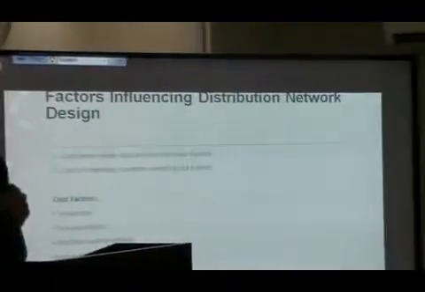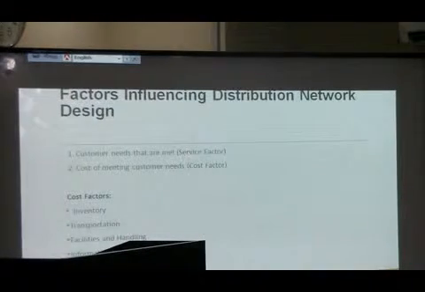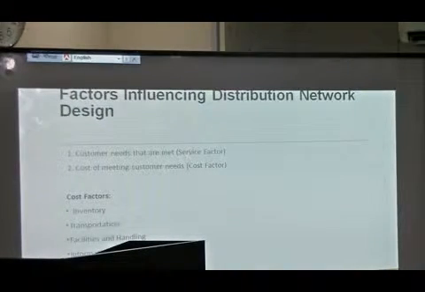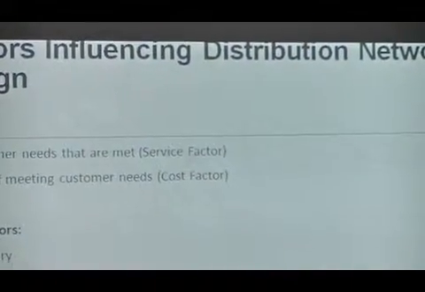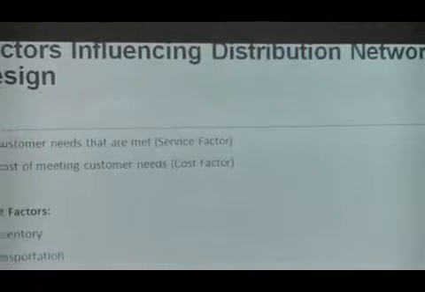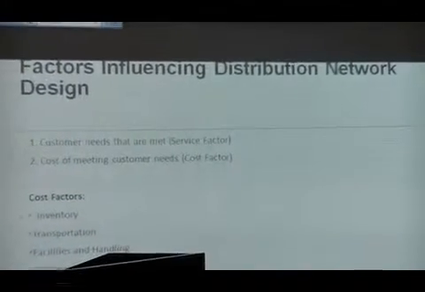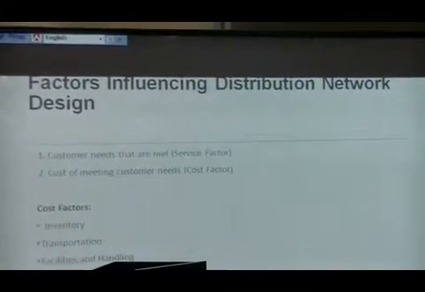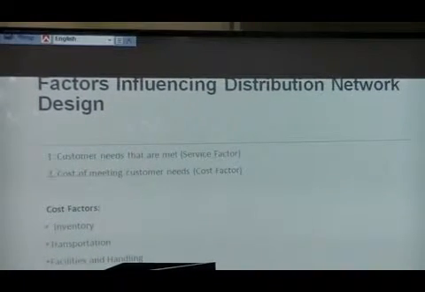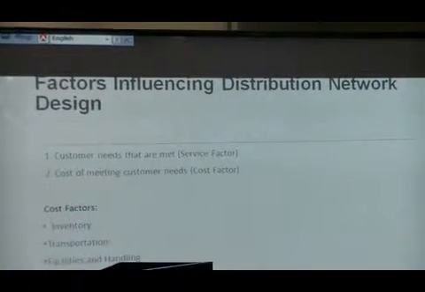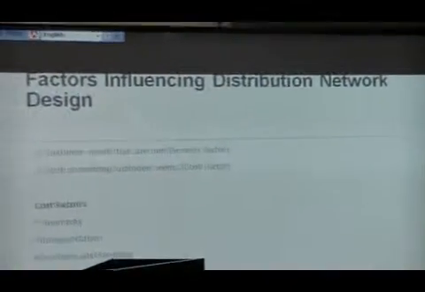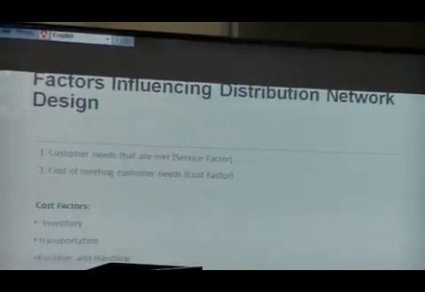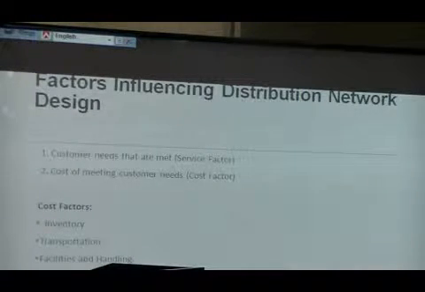Factors influencing distribution network design. As you can see, the first one is customer needs that are met, the service factor, and the cost of meeting customer needs, the cost factors. These are mainly the factors that would influence our decision of finding the right distribution network for our supply chain. So let's first go through the cost factors. These are inventory, transportation, facilities and handling, and information.